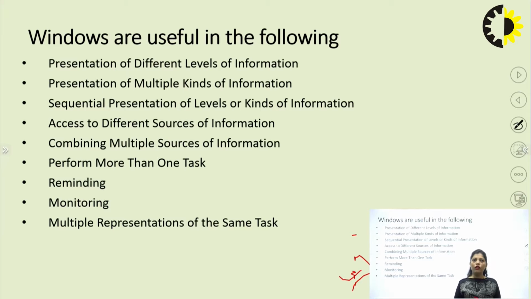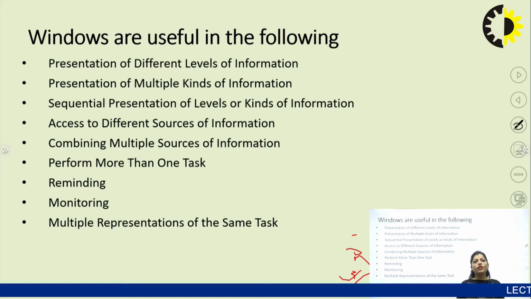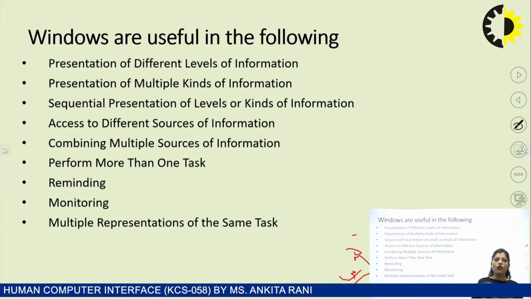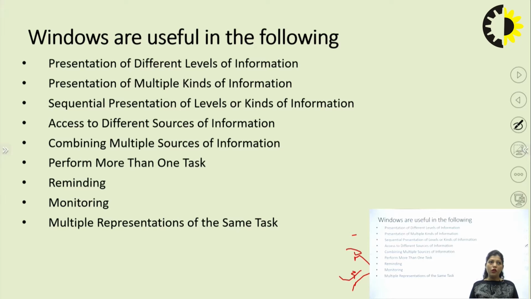Next is sequential presentation of levels or kinds of information. The information you have shared on the window screen has some sequence. It is not that you can share the information randomly on the screen, wherever you want. The information you have shared on the screen must be in sequence. Next is access to different sources of information. There is a button, or some facility available on the window, so the user can easily access different sources of information.